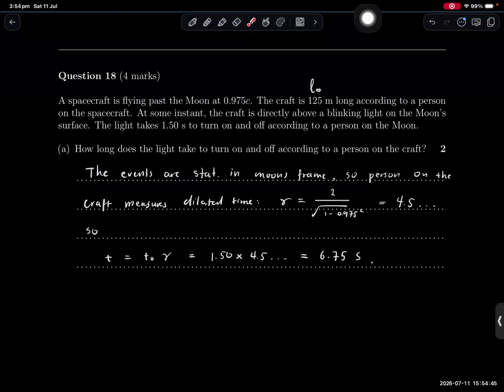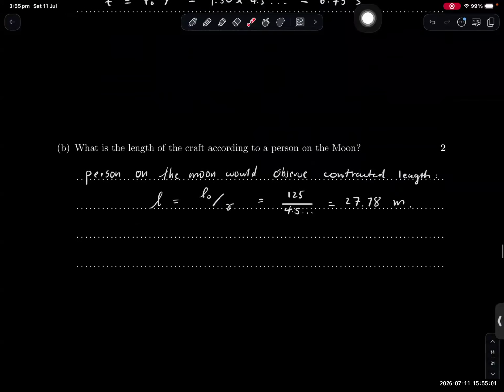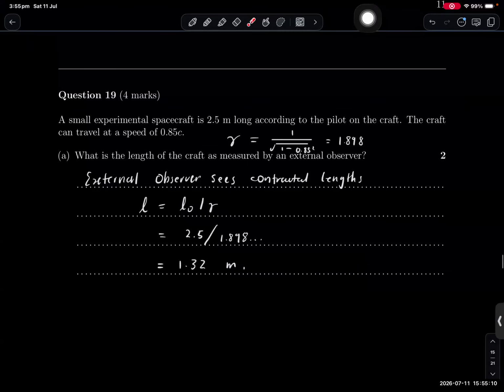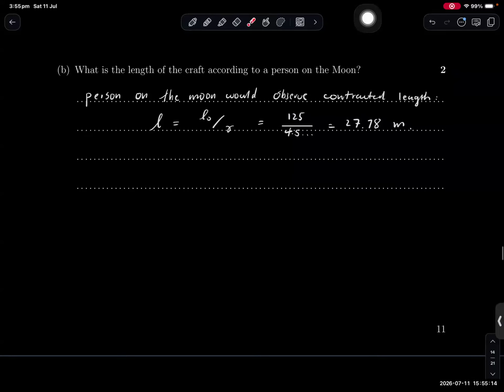Well, the proper time is measured in the moon's frame, right? If you think about the blinking events of light, it is happening at the same location on the moon. So the person on the craft would then measure dilated time. Simple calculation, very trivial. Question B. What is the length of the craft according to the person on the moon? Simple calculation again. Hopefully there's no question on this. If there's any question, let me know. I can provide some help on it.